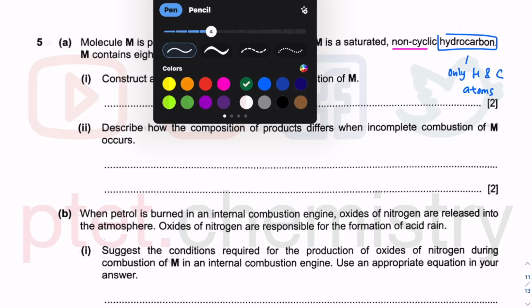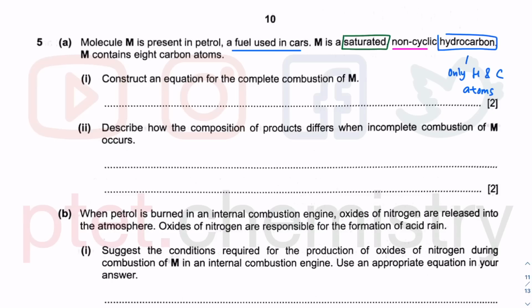But the other information is saturated. Saturated means it only contains carbon-carbon single bonds. So that means we are looking at CnH2n+2, which is the general formula for alkanes. Actually, not just straight chain alkanes; alkanes in general could even be branched, but it is saturated, non-cyclic, a hydrocarbon compound containing carbon and hydrogen atoms only.